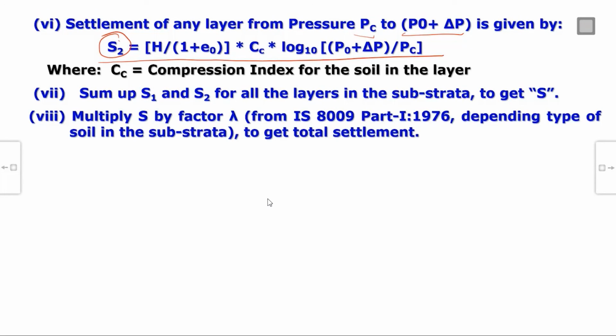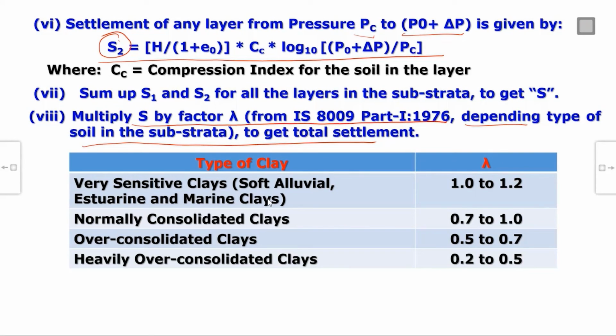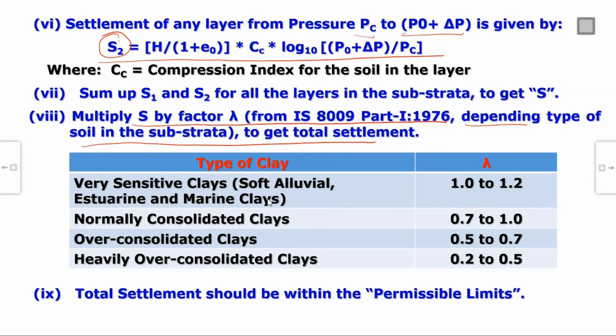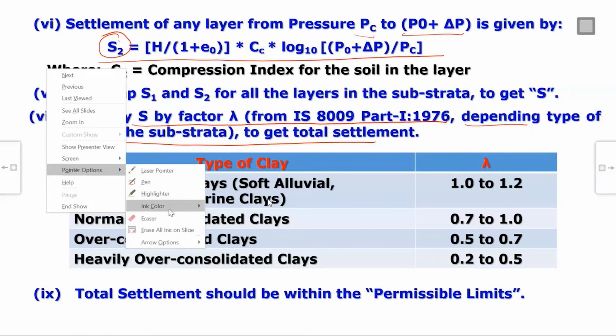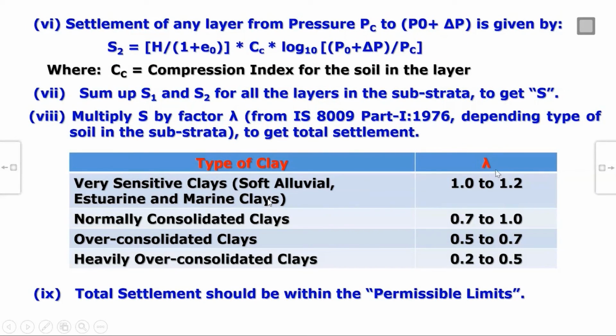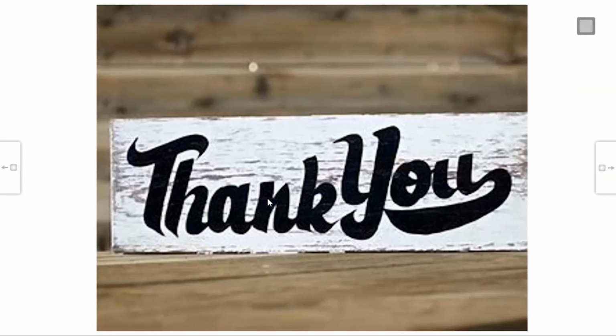You get the total S, and then you multiply S by a factor lambda, which is given in IS 8009. It depends on the type of soil in the substrata. These are the lambda values: very sensitive clay, normally consolidated clay, over consolidated, heavily consolidated. So depending on what type of soil it is, you take the value of lambda, multiply lambda to S, and that will be your actual settlement, and this should be within the permissible limit. As I told you, in IRC they take it as 100 mm. In our case, depending on the type of bridge and its span, you take it. So this is the serviceability check. That's all. That is the end of it.